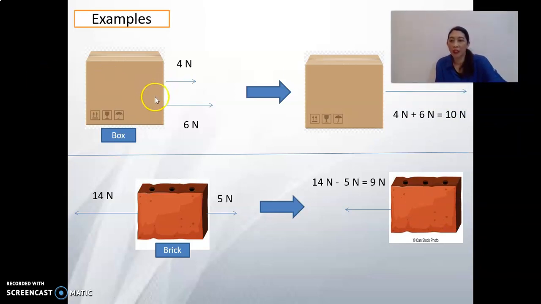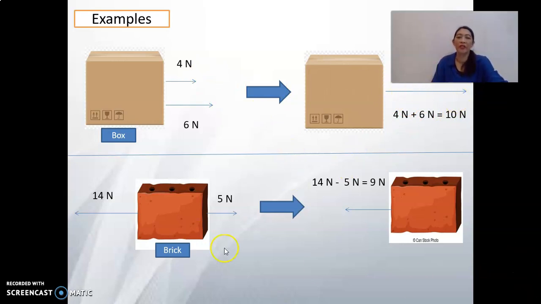So number 1 example, this is the box. For example, the force is going to the left, 4 Newton, and 6 Newton. 4 Newton plus 6 Newton equals 10 Newton. So the arrow is going to the right because that is the force going to the right. So you need to write the arrow here.